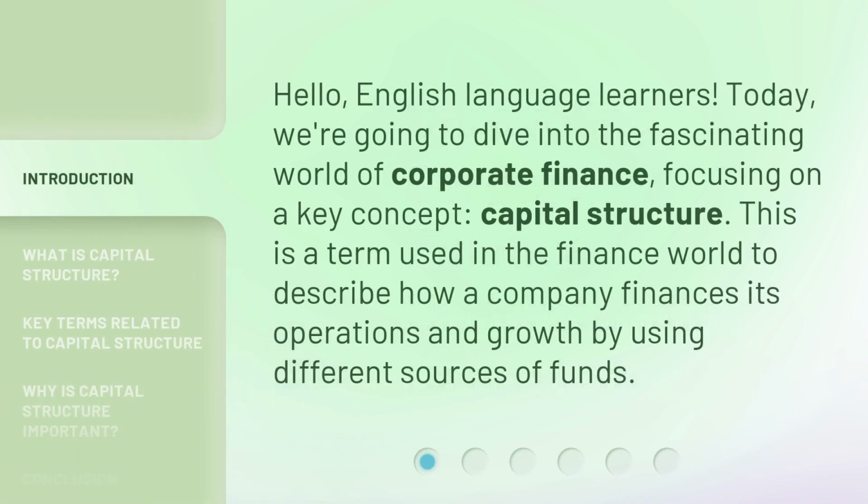Hello, English language learners. Today, we're going to dive into the fascinating world of corporate finance, focusing on a key concept: capital structure. This is a term used in the finance world to describe how a company finances its operations and growth by using different sources of funds.